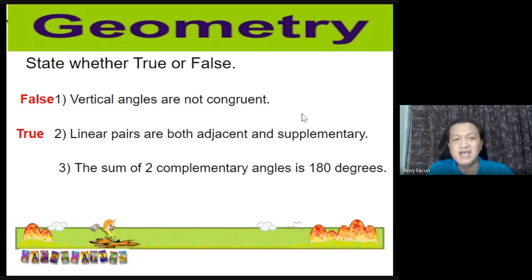Number three, the sum of two complementary angles is 180 degrees. That is false. Bakit kaya siya false? Because the sum of two complementary angles is 90 degrees. Kaya 180 kasi nakalagay dyan, kaya false na siya.